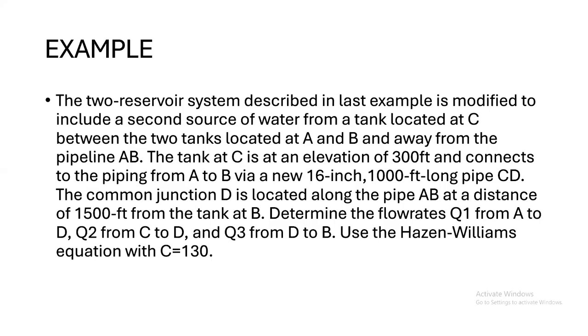Another example again. The two reservoir system described in the last example is modified to include a second source of water from a tank located at C, between the two tanks located at A and B, away from the pipeline AB. The tank at C is at an elevation of 3,000 feet and connects to the piping from A to B via a new 16-inch, 1,000 feet long pipe, CD. The common junction D is located along the pipe AB at a distance of 1,500 feet from the tank at B. Determine the flow rates Q1 from A to D, Q2 from C to D, and Q3 from D to B using the Hazen-Williams equation with a C factor of 130.